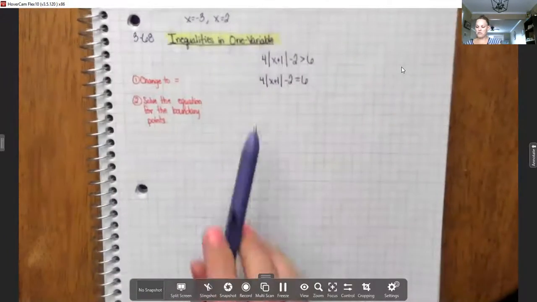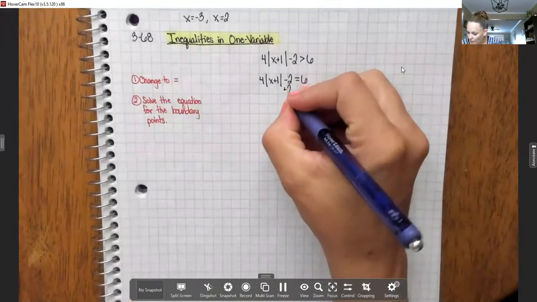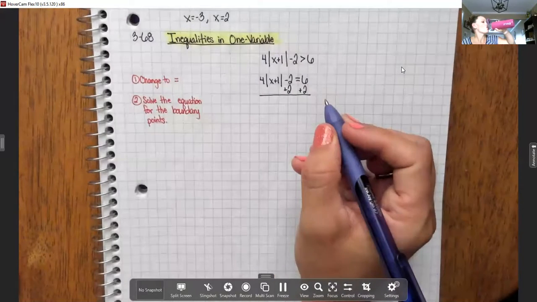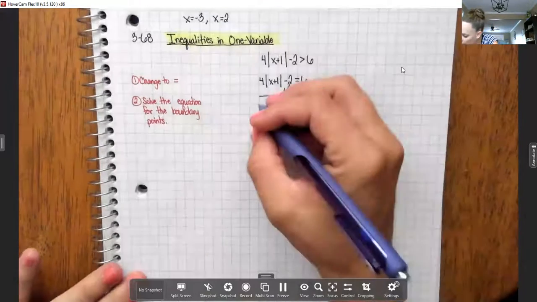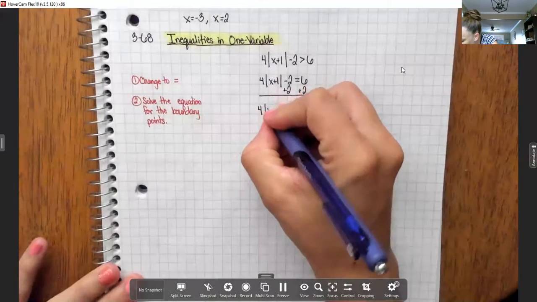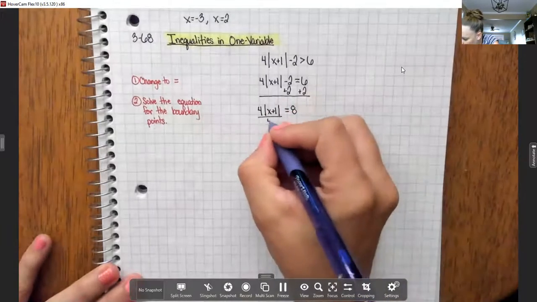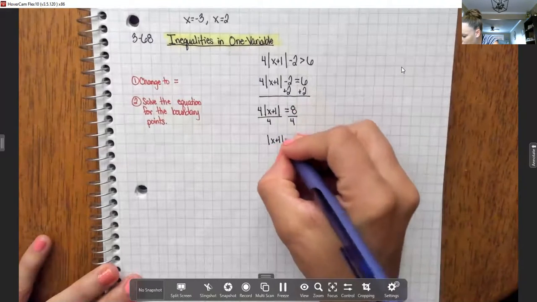So we solve this equation like we would normally. Absolute value equations, remember, before you work with the absolute value, you have to isolate it. So we have to get the absolute value alone. We're going to add 2 first. So 4 times the absolute value of x plus 1 is equal to 8. Divide by 4. The absolute value of x plus 1 is equal to 2.